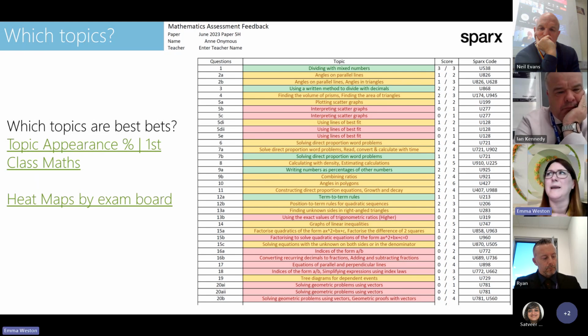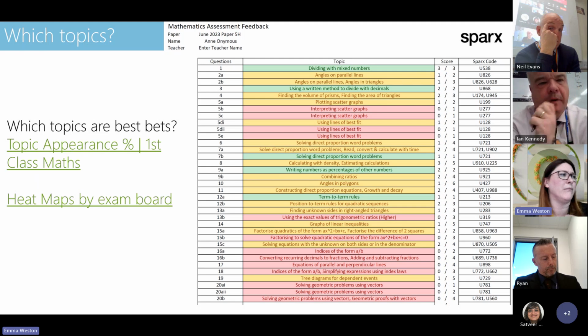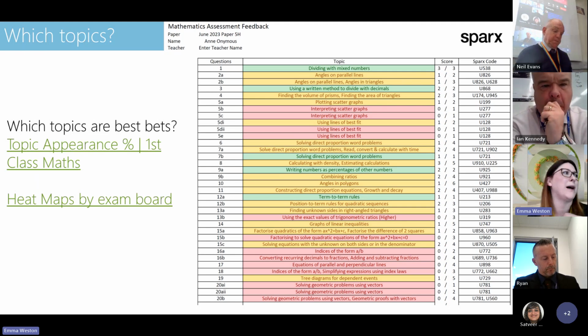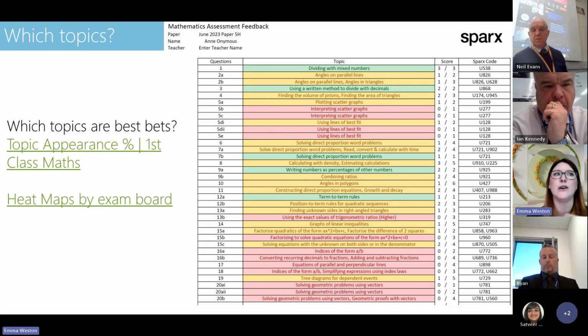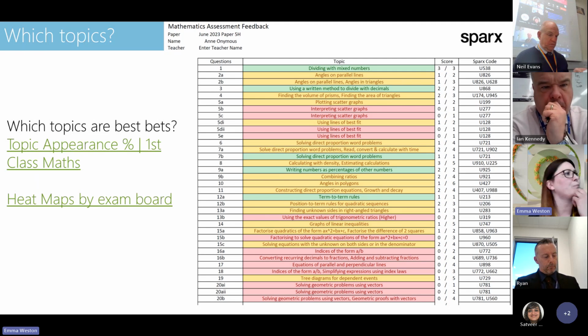Also on GCSE maths questions .com or .co.uk, they've got heat maps by exam board. That includes OCR as well, which First Class Maths doesn't. So if we're not entirely sure which topics are the ones that crop up really often, they can be quite good for guiding us or guiding other people in your team as well if you've got less experienced staff.